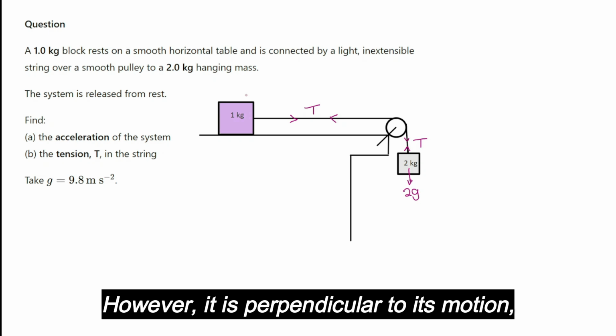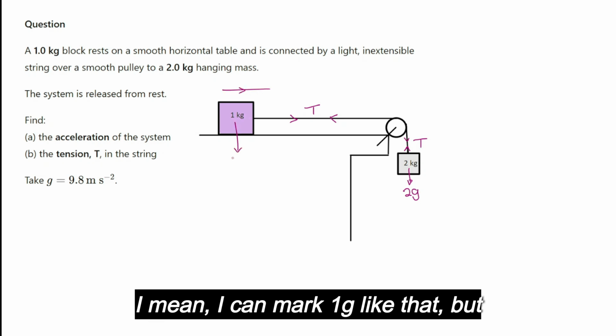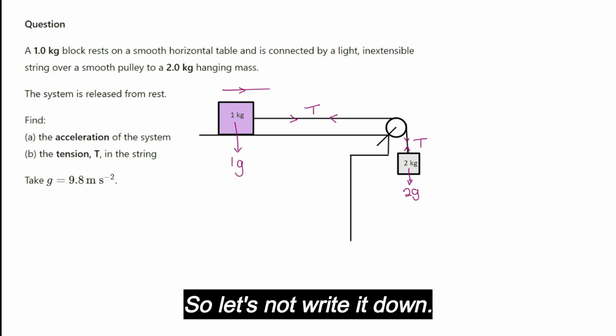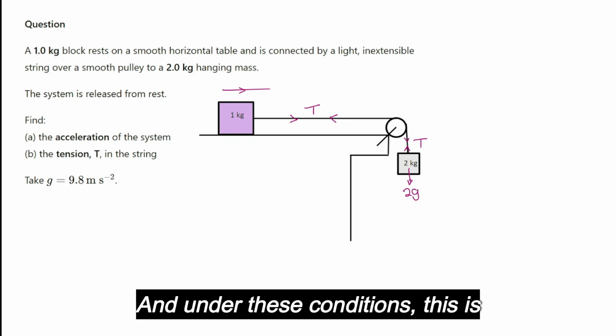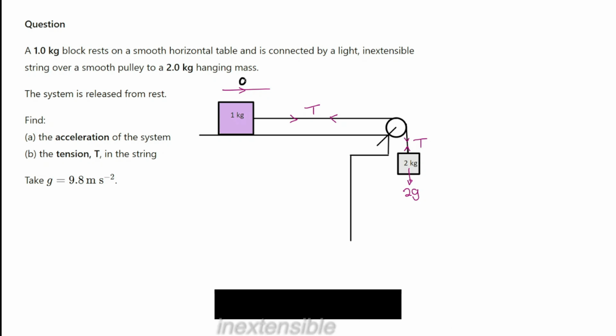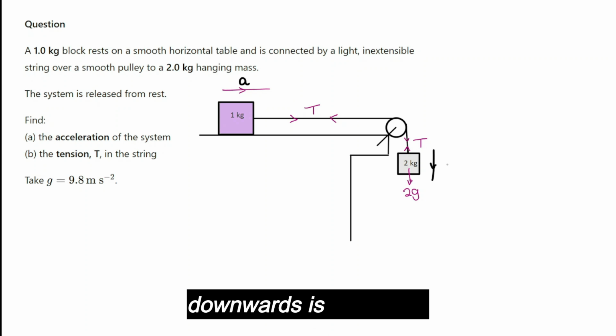However, it is perpendicular to its motion, so you don't really need it. I mean, I can mark 1g like that, but there's really no point in doing that, so let's not write it down. And under these conditions, this is accelerating to the right, and this is an inextensible string, so the acceleration of this object downwards is the same.